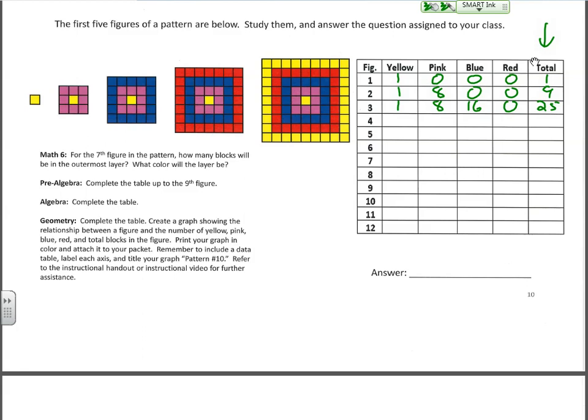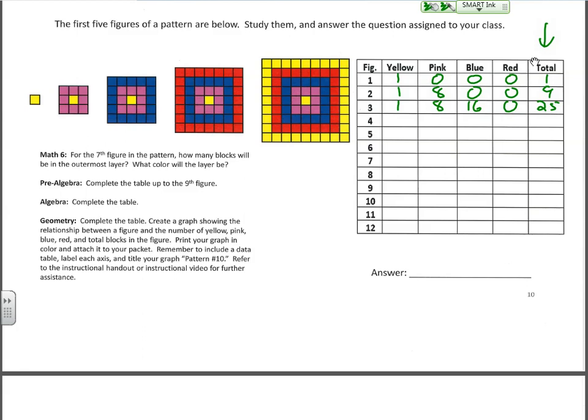You are making a graph for this. It says create a graph showing the relationship between a figure and the number of yellow, pink, blue, red, and total blocks in the figure. So your graph should have 5 lines on it: the yellow, the pink, the blue, the red, and ultimately the total. Okay.